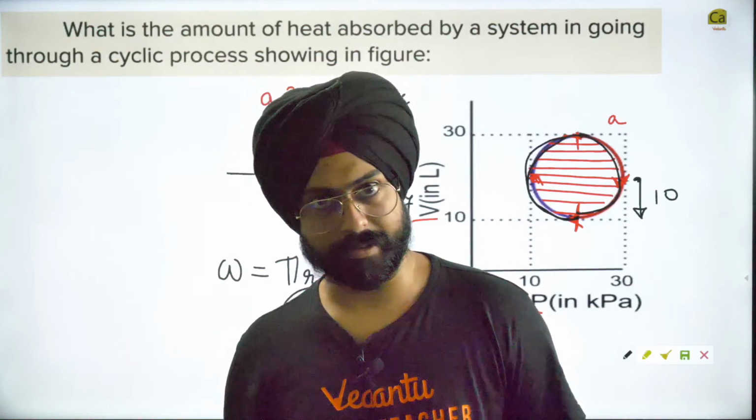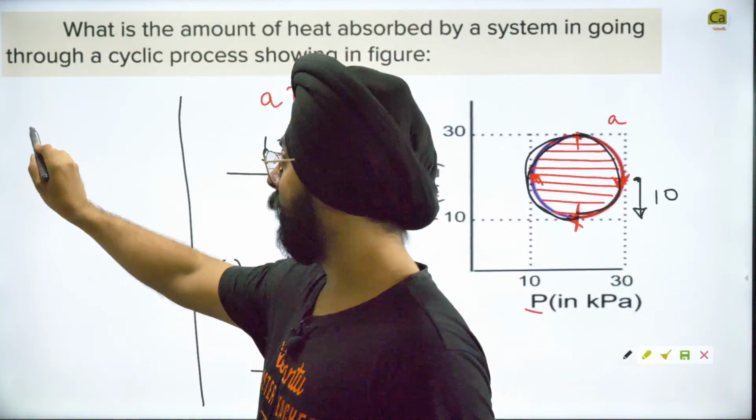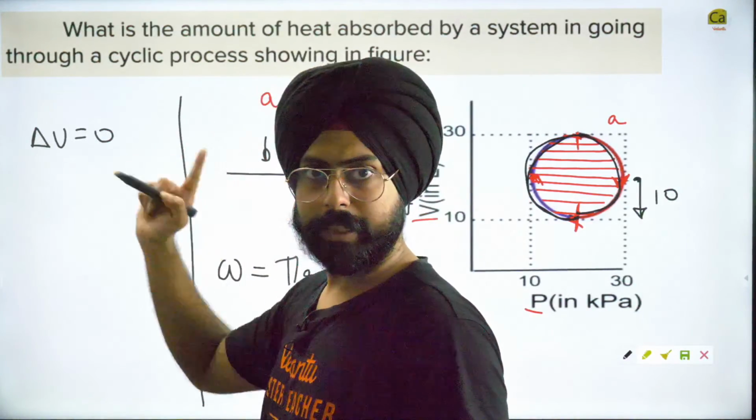Absolutely simple. Kostav, please listen to me carefully. Delta U is equal to 0 because it's a cyclic process.